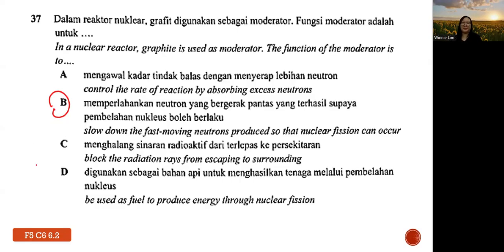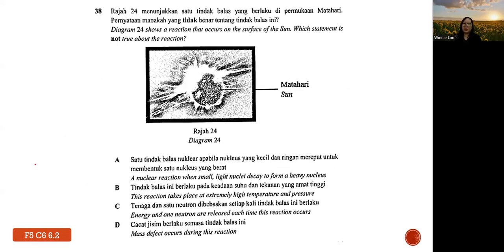Okay, 38. Diagram 24 shows a reaction that occurs on the surface of the sun. Which statement is not true? So this happened in the sun. That means, firstly, you need to know this actually refers to nuclear fusion. Fusion only occurs at a high temperature or high pressure, because for nuclei to combine is not easy, as they have the same charge.